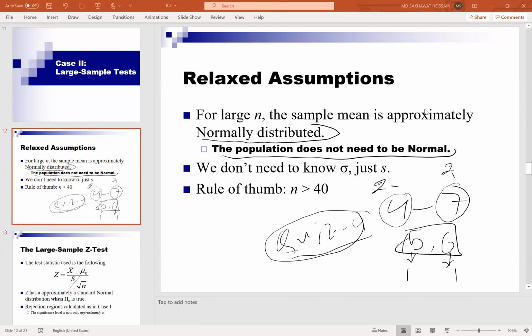So here in the large sample case, some assumptions are relaxed. If the sample size is large, you do not need this assumption. The population doesn't need to be normal distribution, and we do not need to know sigma. Even you do not need to know sigma. Any question?